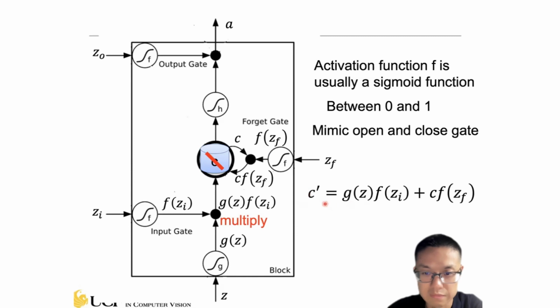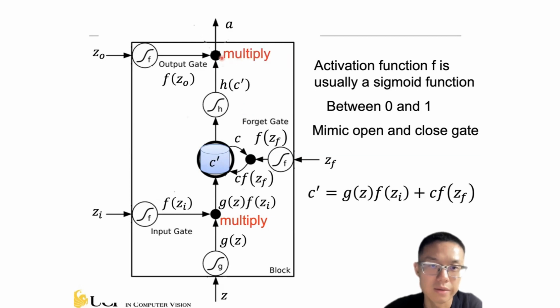So then we have the C prime, then we put it into the memory cell, and so this is going to be updated. And it goes through another activation function, and we multiply with the output from the output gate, and we generate the output. Okay, so basically these are the internal mechanisms of this LSTM unit.